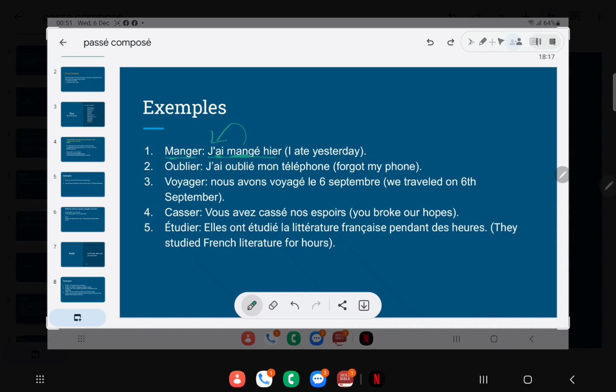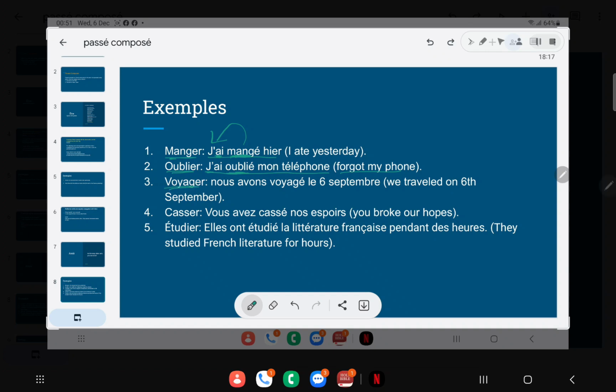Now let's see the second example. Oublier, to forget. J'ai oublié mon téléphone. I forgot my phone. Oublié. This is the participe passé form with the accented E. It remains like this forever, whether the subject is feminine, masculine, or there are 1,000 in number. Oublié remains oublié with just one accent aigu.